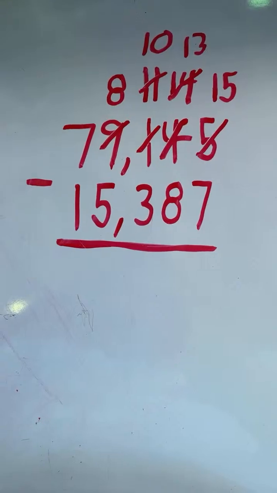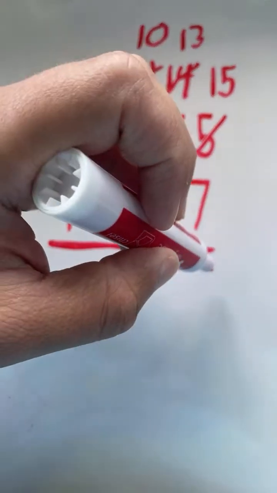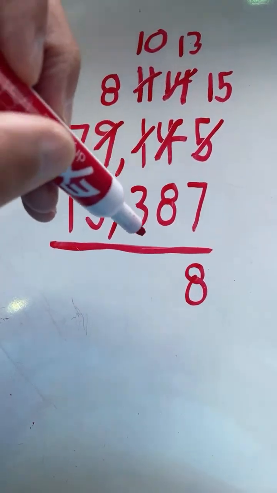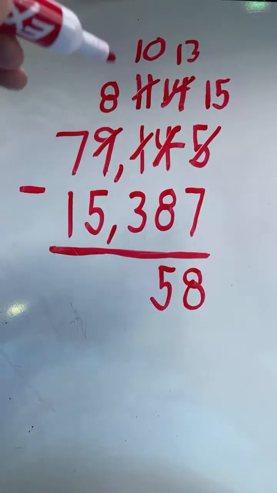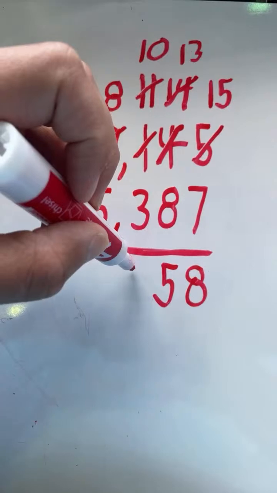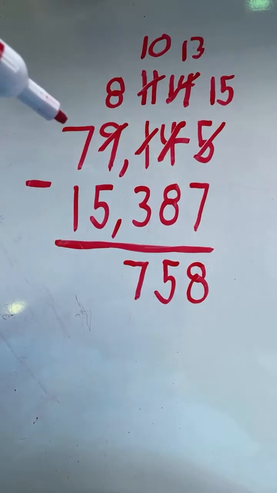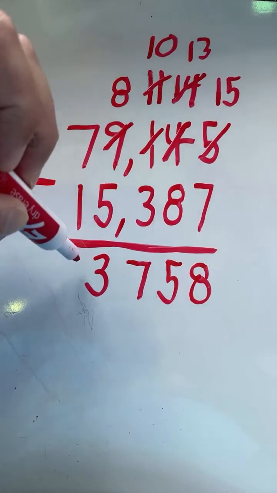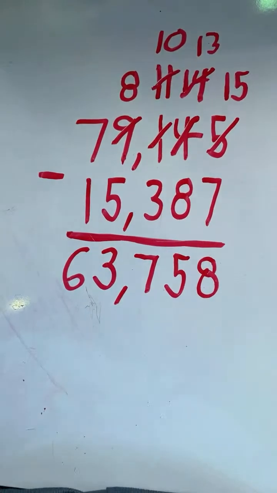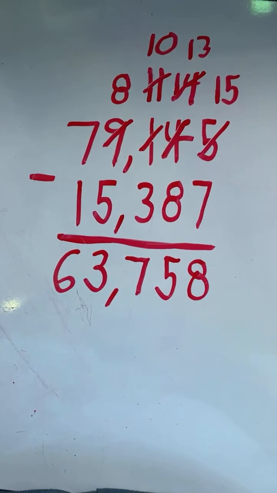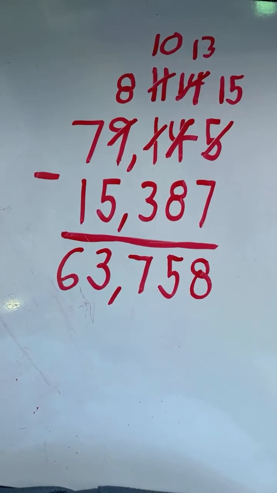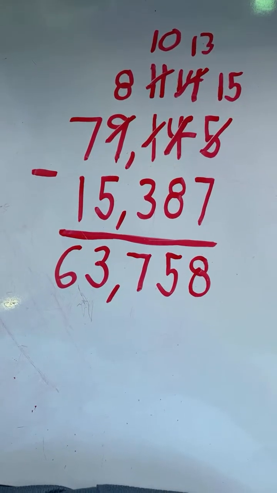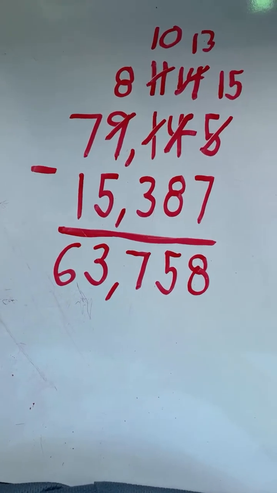So now subtracting, we're going to start in the ones place. 15 minus 7 equals 8. 13 minus 8 equals 5. 10 minus 3 equals 7. 8 minus 5 equals 3. 7 minus 1 equals 6. And we have our final answer. 79,145 minus 15,387 equals 63,758. All right, moving on to example number 2.